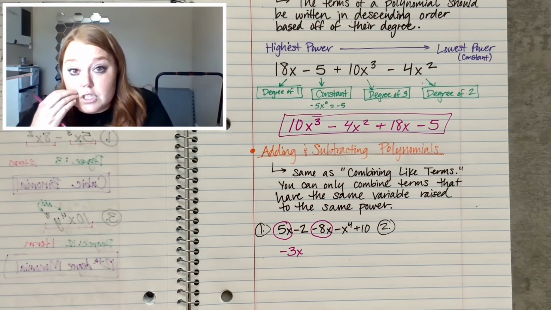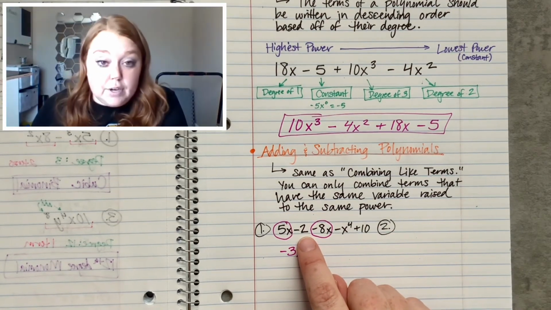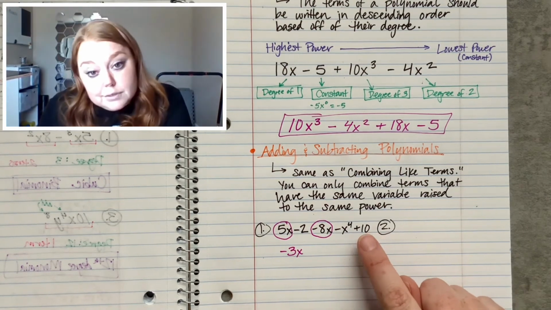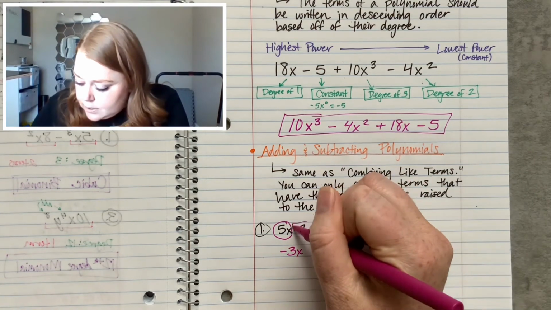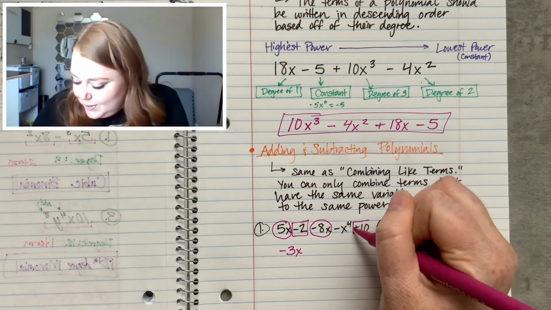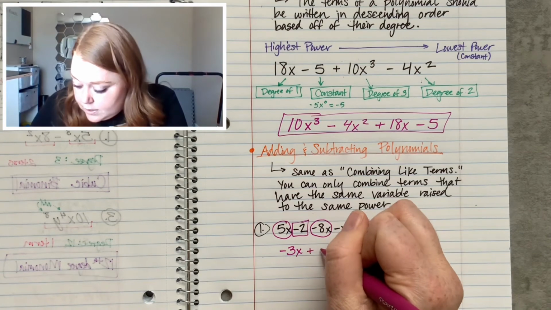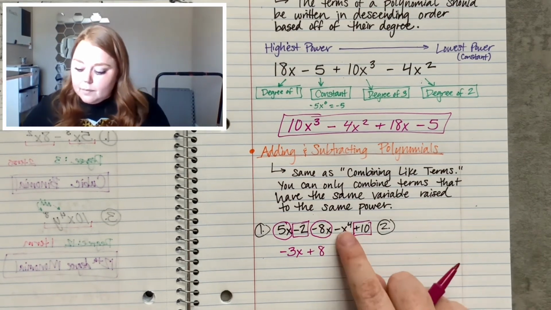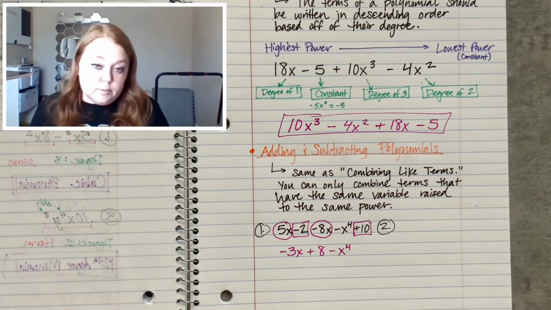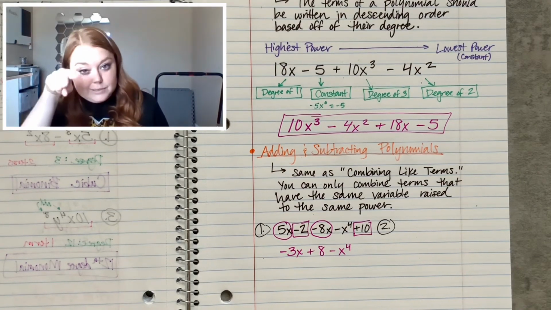Now I'm still going to see if there's any more like terms. This -2 is a constant. It does not have a variable attached. Constants can be combined with other constants like this 10. So -2 and +10 can be put together. -2 plus 10 is +8. Okay. And then this -x to the 4th, it doesn't have any like terms with it. So we just drop it down. Okay. So step 1, we combine like terms.